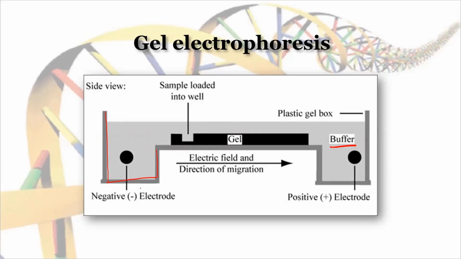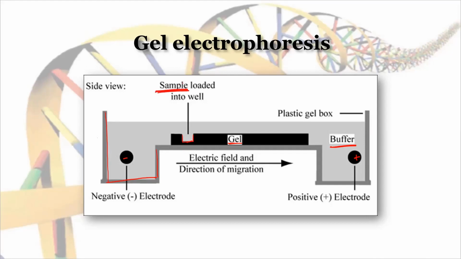You can see there are two electrodes, a negative electrode and a positive electrode on two sides. Then in this buffer, there is a submerged gel slab. This is the gel slab here. In the gel slab, we have made a facility, a well. We call it a well, where the sample is loaded.